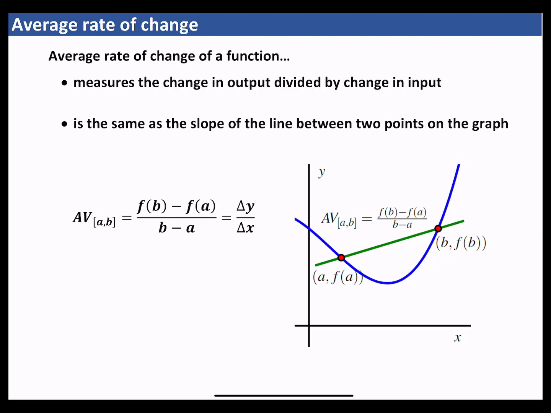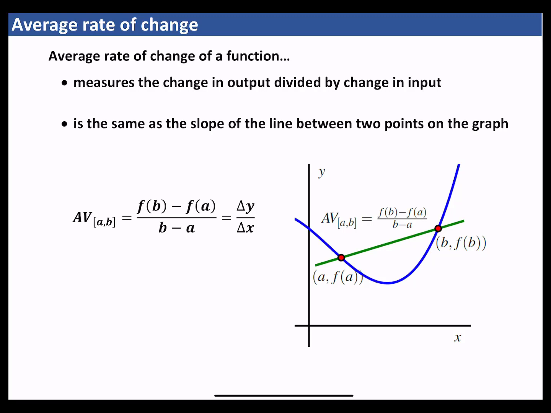For example, the average rate of change on the interval of inputs a to b is equal to f(b) minus f(a), all divided by b minus a, which is equivalent to the change in y, or the change in output, divided by the change in x, the change in input.